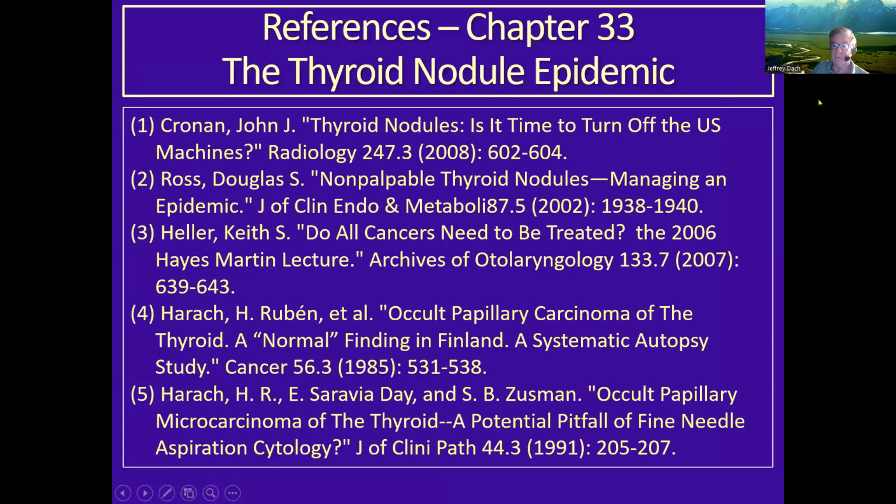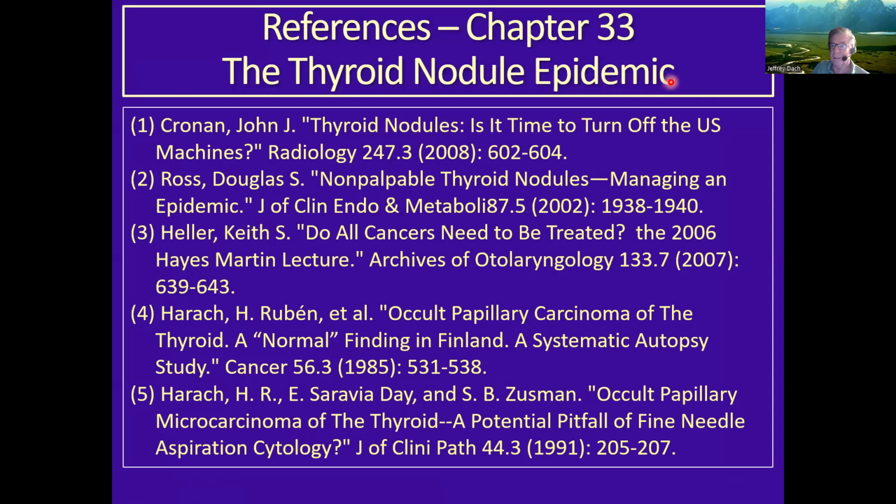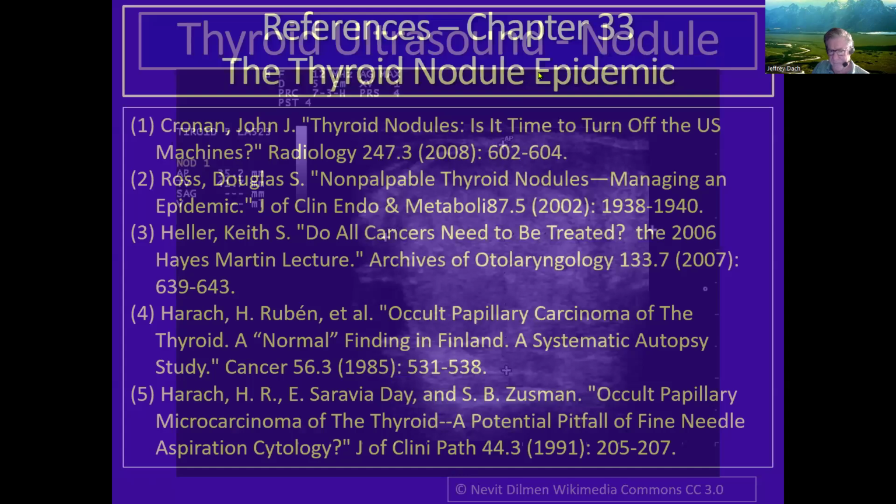The question of thyroid screening of the entire population comes up frequently. I don't recommend thyroid screening of the healthy population because two-thirds of women will have small thyroid nodules. By screening these people, we will create a thyroid nodule epidemic of overdiagnosis. These are some of the references related to that, and you can read more about this in chapter 33 of the book.